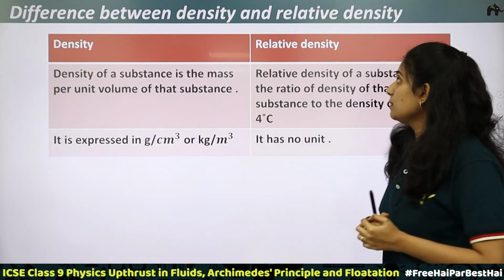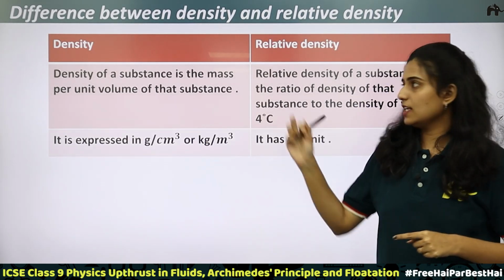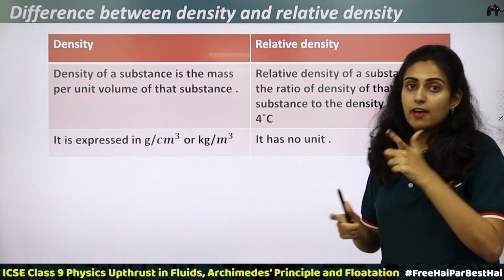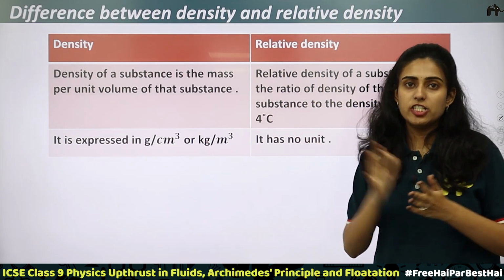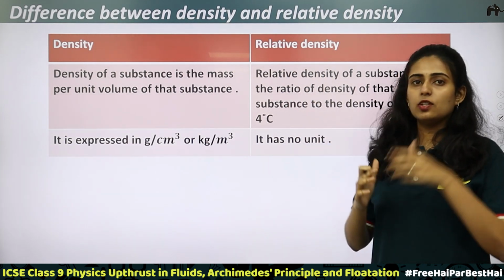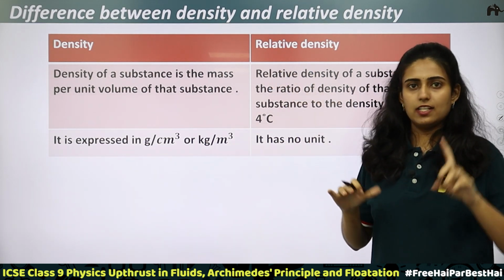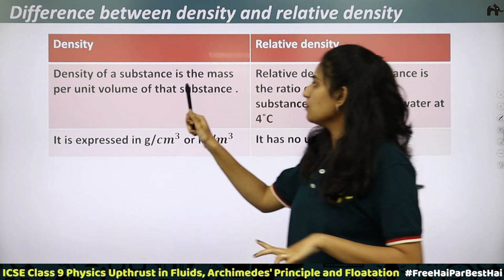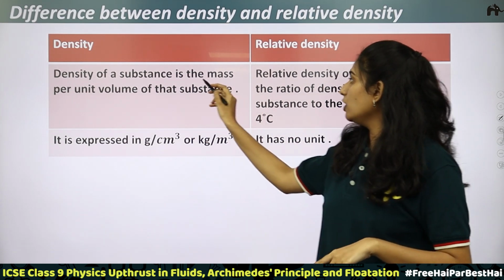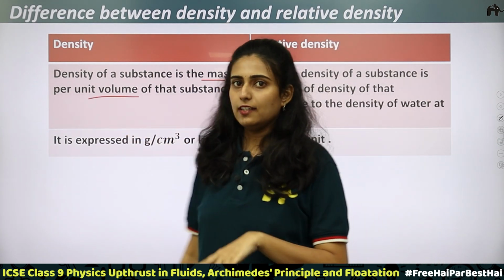Now, what is the difference between density and relative density? So, let's compare. First, define density first. When you have to differentiate between two things, you will have to put the definition first. Definition of the first one, definition of the second one. This is the first point. Density of a substance is the mass per unit volume of that substance. Now, what about relative density?